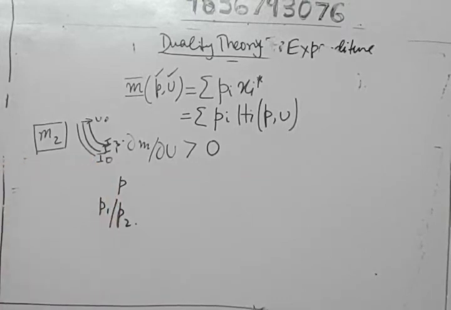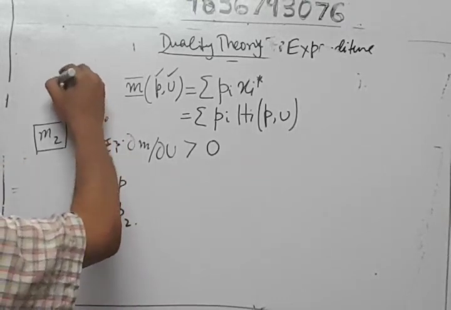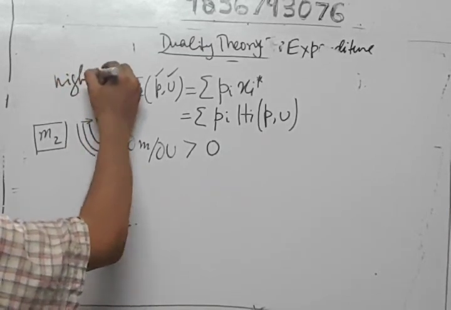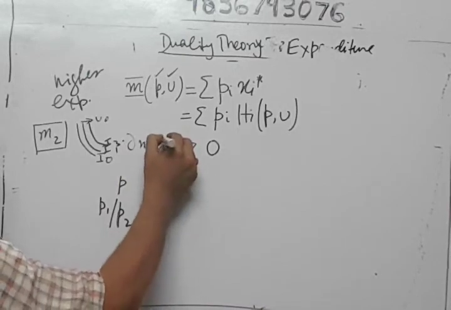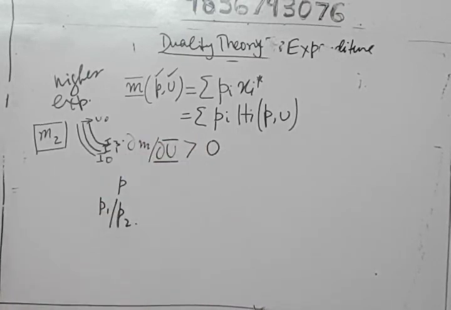So higher ISO expenditure lines represent higher expenditure, and hence as we increase the utility, our expenditure also tends to increase, and hence it is strictly increasing in U. Okay.